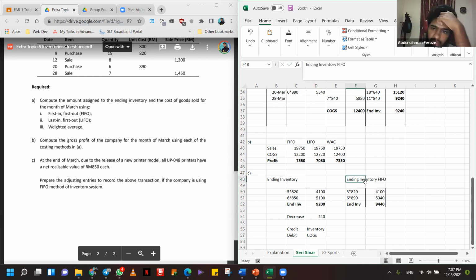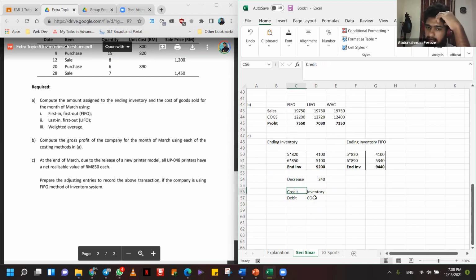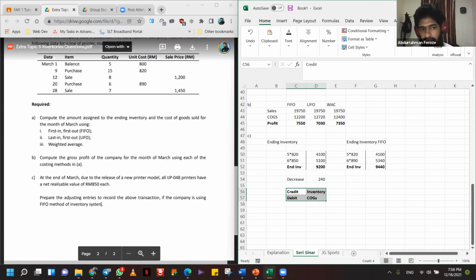So you had the original FIFO inventory ending. So we had to adjust for the net realizable value. For the cost that is below the 850 net realizable value, you use the cost itself. But if the cost is higher than the net realizable value, then you use the net realizable value to calculate the value of the ending inventory. And then, because here the ending inventory decreases, the value of the inventory decreases, so we have to credit inventory and you have to debit cost of goods sold. This is the adjusting entry. So in that way we have answered this full question.